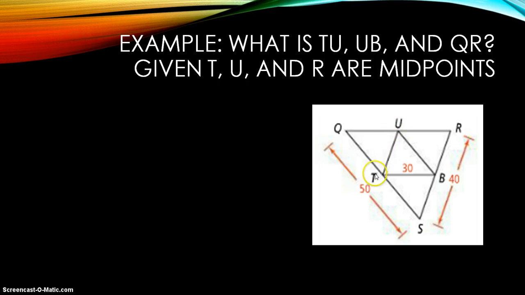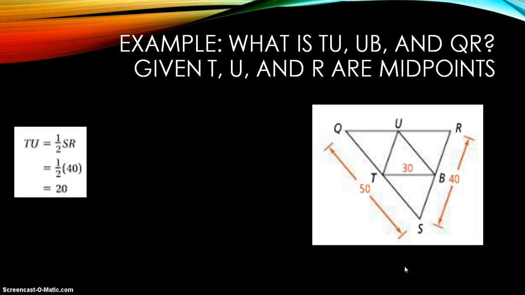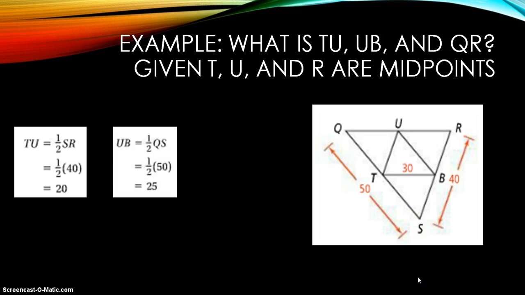The side that's parallel to it is SR. I know that the length of SR is 40. TU has to be half of that, so half of 40 is 20. Continue on to do UB. Again, UB is parallel to the side QS. So QS is 50, UB has to be half of that, so half of 50 is 25. And then finally, if we have QR, well in this case I'm looking for the side of the triangle. I know that the TB, which is parallel to it and also is the mid-segment, is going to be double that.